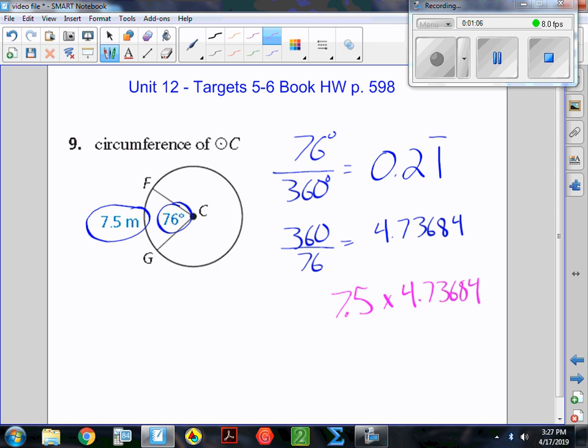So I take that number that's already in my calculator times 7.5, and I get circumference is approximately 35.526 meters. It's a big circle, 35 meters circumference. So that's one way to do the problem.